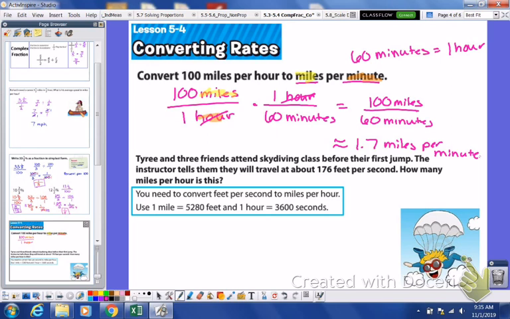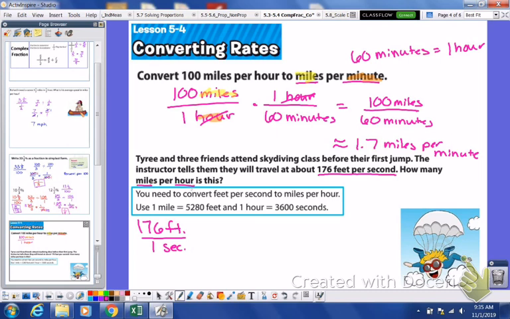Okay, let's look at another example of that. Tyree and 3 friends attend skydiving class before their first jump. The instructor tells them they will travel at about 176 feet per second. How many miles per hour is this? Okay, again, start with what we're given. We're given 176 feet per 1 second. Trying to get to miles per hour.